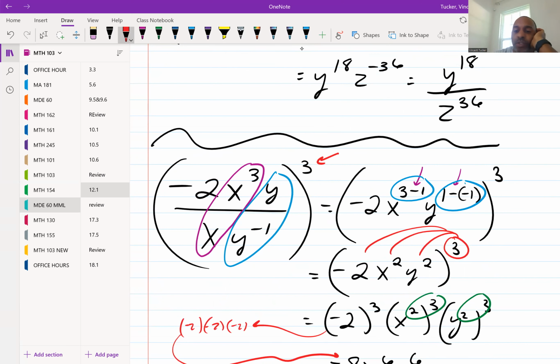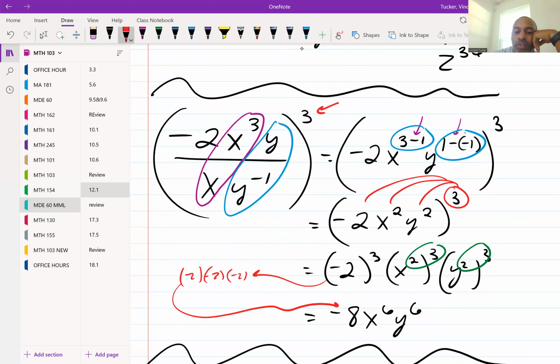All right, now we can distribute this 3 exponent to each base. So -2 cubed, x to the second cubed, y to the second cubed. All right, -2 cubed is -8. That's -2 times -2 times -2. X squared cubed, you multiply your exponents, that's x to the 6. Y squared cubed, you multiply your exponents, that's y to the 6.